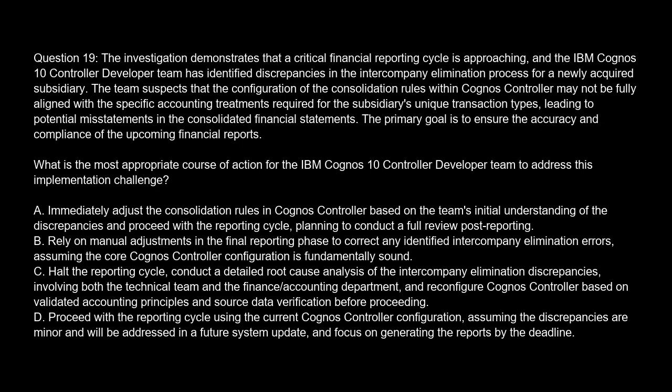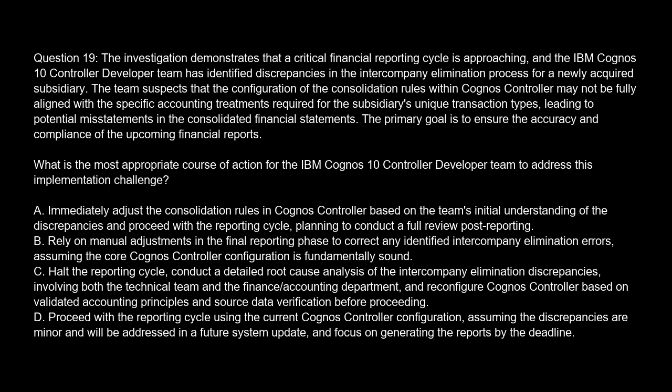Question 19. The investigation demonstrates that a critical financial reporting cycle is approaching, and the IBM Cognos 10 controller developer team has identified discrepancies in the intercompany elimination process for a newly acquired subsidiary. The team suspects that the configuration of the consolidation rules within Cognos controller may not be fully aligned with the specific accounting treatments required for the subsidiary's unique transaction types, leading to potential misstatements in the consolidated financial statements. The primary goal is to ensure the accuracy and compliance of the upcoming financial reports.